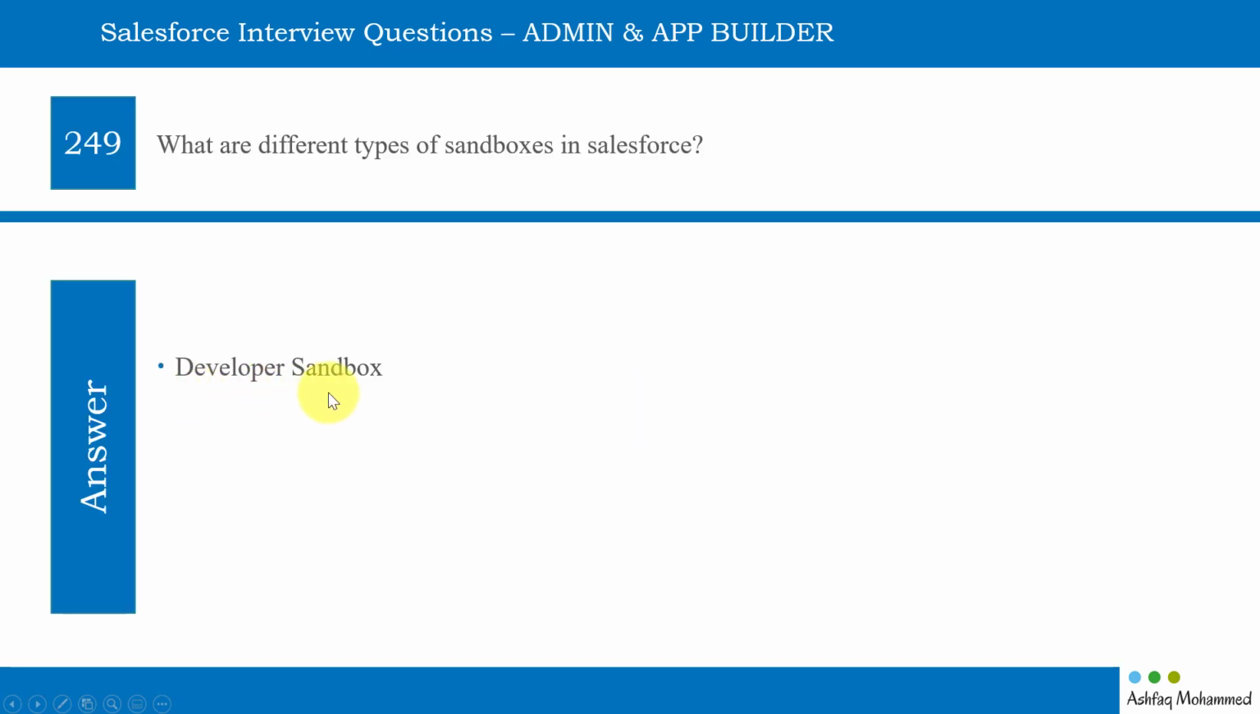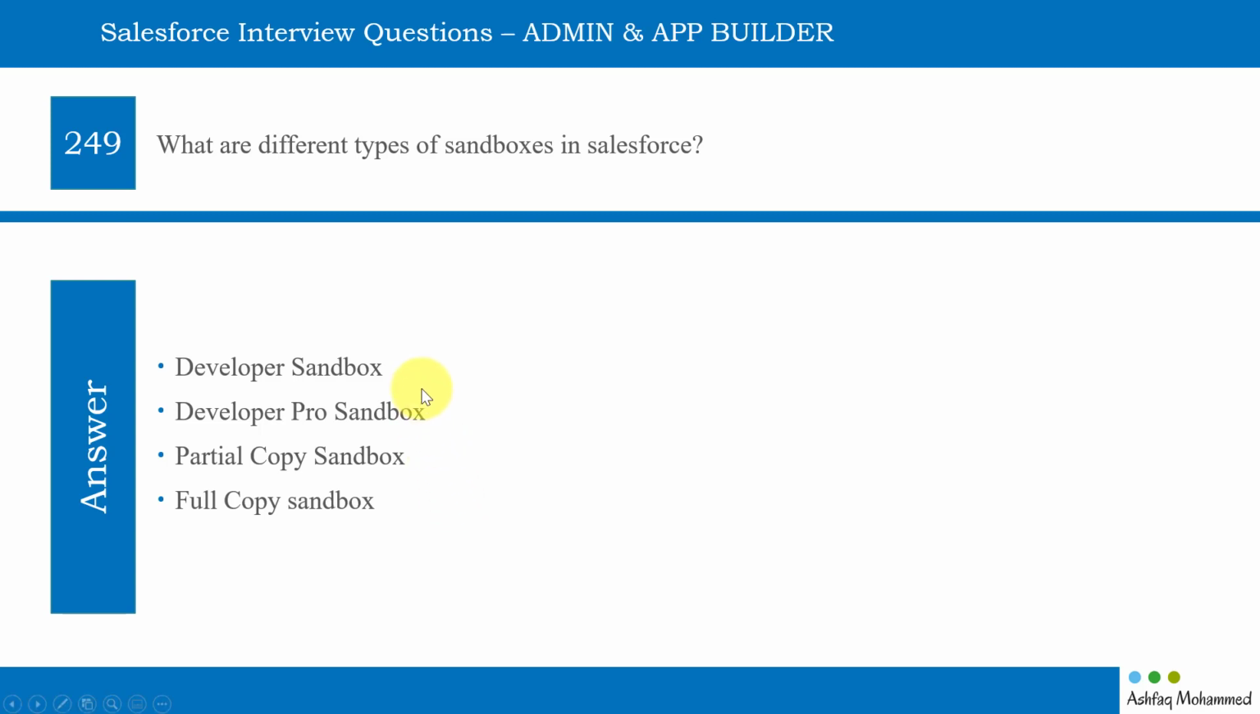So we have developer sandbox, we have developer pro sandbox, we have partial copy sandbox, we have full copy sandbox. Okay, it might be a little bit new for you guys at this point, if you are just getting trained, or you have just completed your training, because you will not get exposure to all these things in your training. Okay, so you don't know what is developer org, developer pro org, partial copy org, full copy org, right? As and when you start working, you will understand what actually this is. Okay, but it is good to know and understand what these different sandboxes are, right?